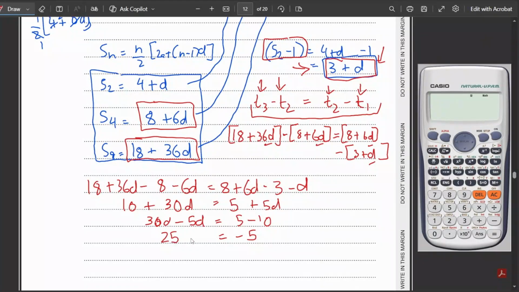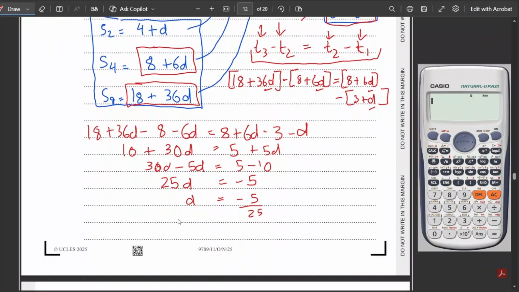And over here, I'm going to get 25d and make d the subject. So I'm going to get negative 5 divided by 25. 5 times 1 is 5, 5 times 5 is 25. So negative 1 over 5. This is my value for d.